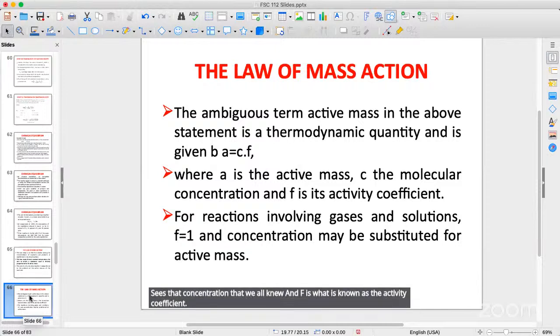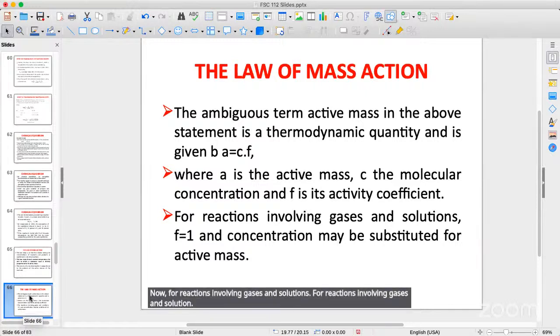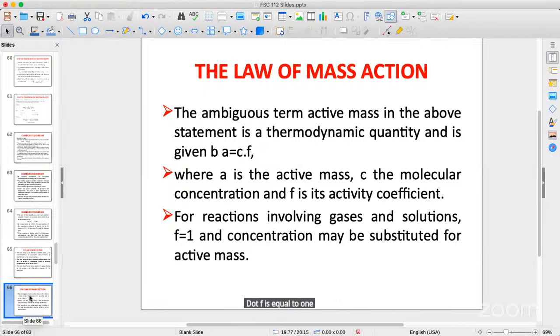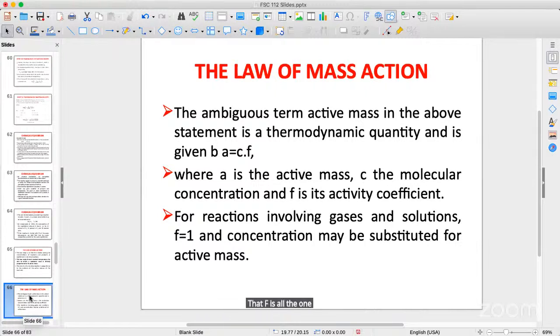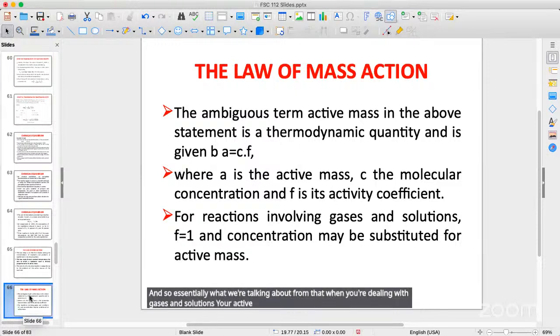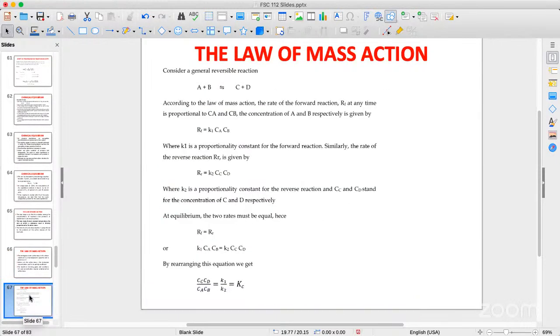Now, for reactions involving gases and solutions, that F is equal to 1. And for those reactions, and those are the kind of reactions we're talking about here anyway, F is equal to 1, and your active mass is equal to your concentration. So essentially, when you're dealing with gases and solutions, your active mass is the same thing as your concentration. Now, this is the law of mass action.